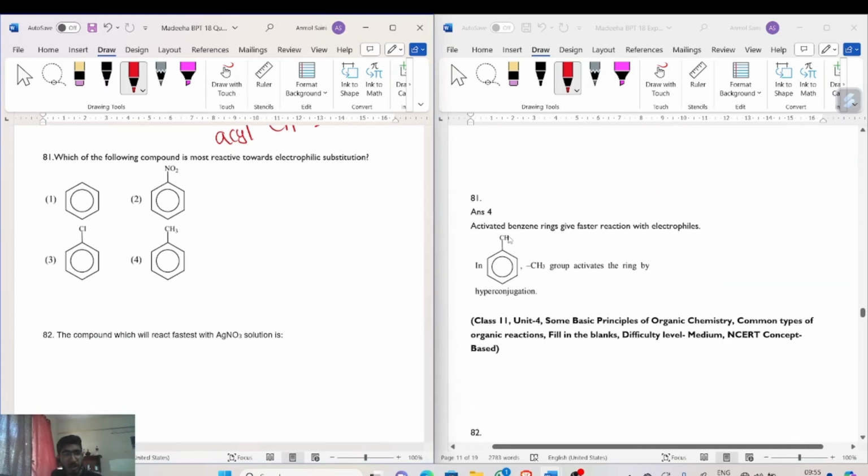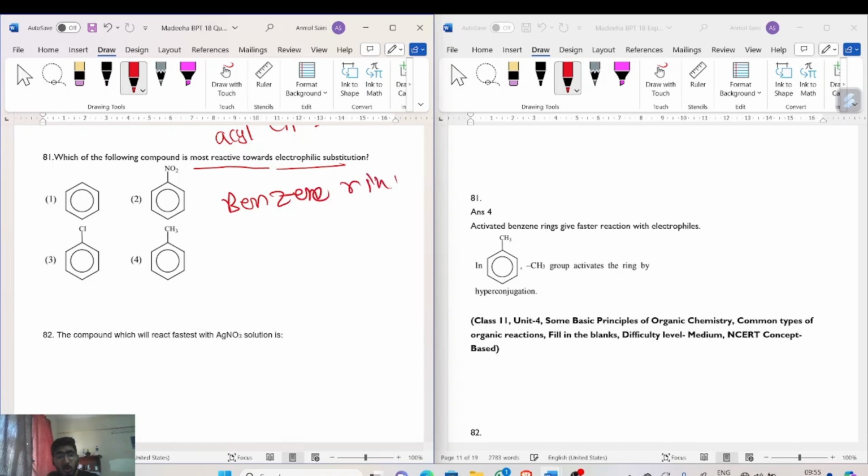Now comes to question number 81. Which of the following compounds is most reactive towards electrophilic substitution reaction? We know the compound that will be most reactive towards electrophilic substitution is the one in which the benzene ring is most activated. The most activated benzene ring will be the most reactive towards electrophilic substitution reaction.